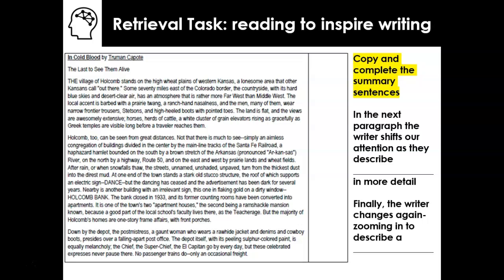So down by the depot, the postmistress, a gaunt woman who wears a rawhide jacket and denims and cowboy boots, presides over a falling apart post office. The depot itself, with its peeling sulphur-coloured paint, is equally melancholy. The Chief, the Super Chief, and the Aircraft go by every day. But these celebrated expresses never pause there. No passenger trains do, only an occasional freight.